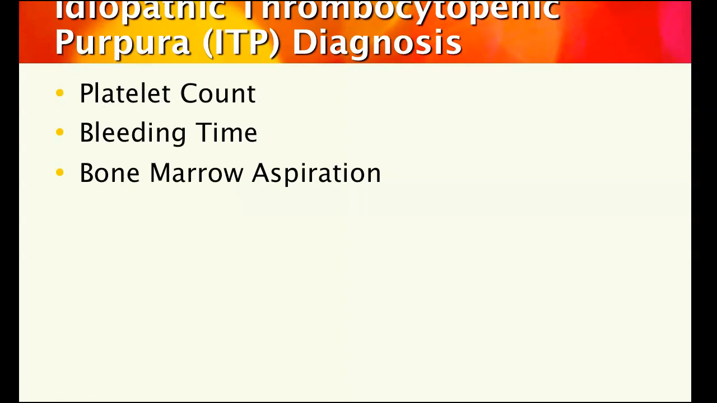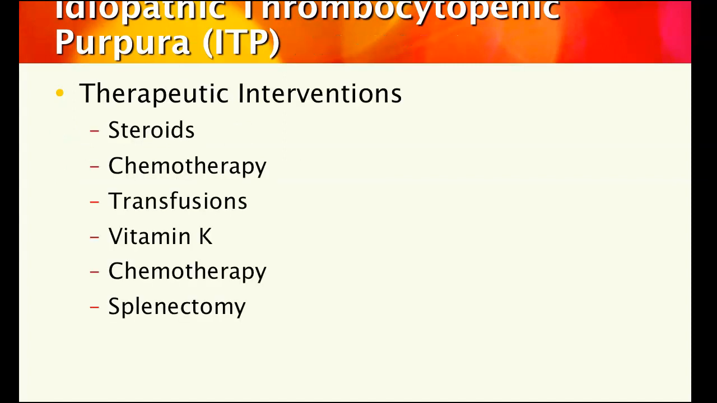So for ITP diagnosis, we're going to do a CBC so we can get our platelet count. We're going to do bleeding times, and we're going to do a bone marrow aspiration. So anytime we want to look at any type of blood cell destruction issue, whether we're talking about red blood cell destruction, white blood cell destruction, or platelet destruction, we got to get in the bone marrow, do an aspiration, and look at the cells. And so what we're looking at here is those platelets.